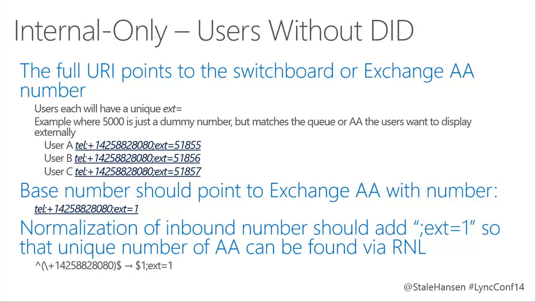And then you create, for the Exchange auto attendant or for the queue or whatever it is, the extension 1 or any specified extension. Then you normalize the incoming number by adding the extension 1. So the incoming number will go to the queue and not to the users. In this way, you can have users that don't have their own number, but still be able to dial out and display the correct number.